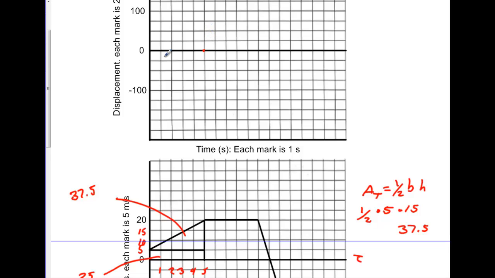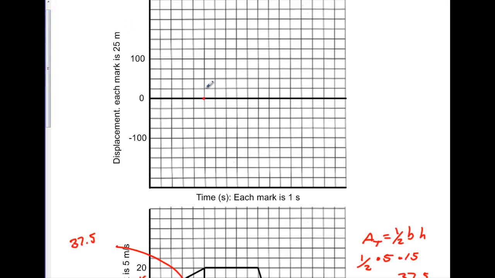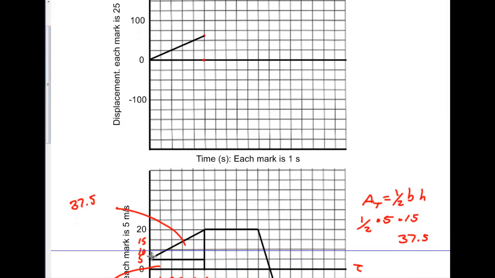Let's just check this. Each one of these is 25, so that's 25, that's 50, that's 75. I put a tick mark there. Now what you don't want to do is draw a straight line between here and here, because that's not the case at all. If you look here, your velocity is increasing as you go up. As your velocity increases, you cannot have a displacement versus time graph looking like that. It's going to look more like a parabola, kind of like that.